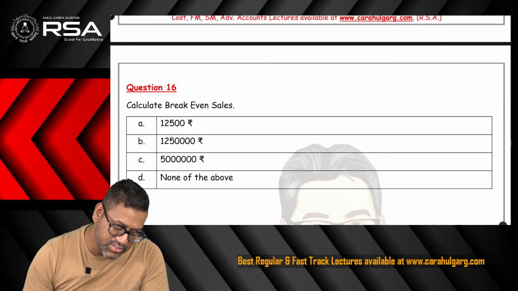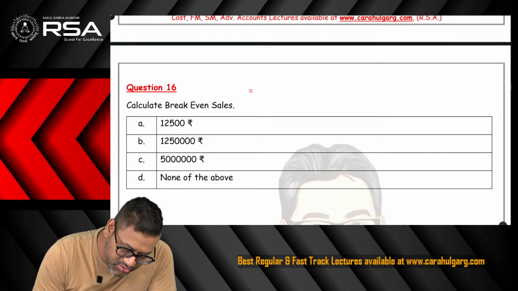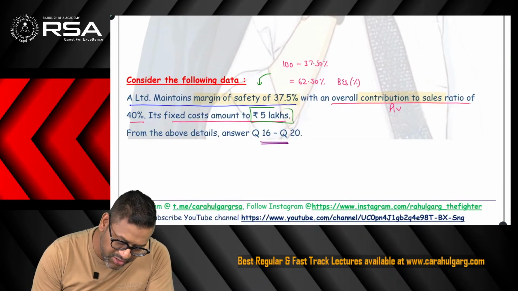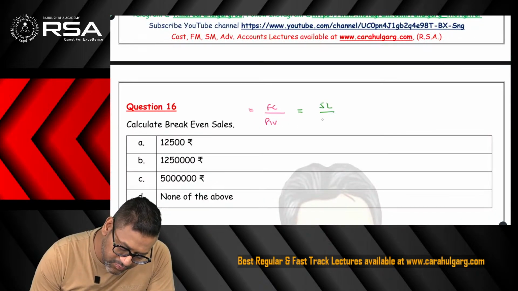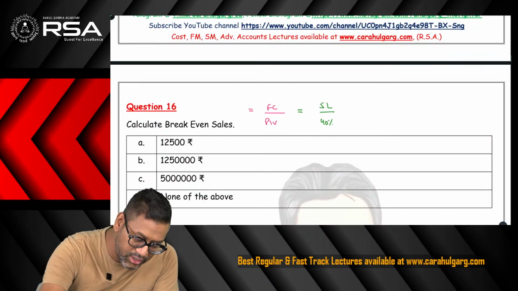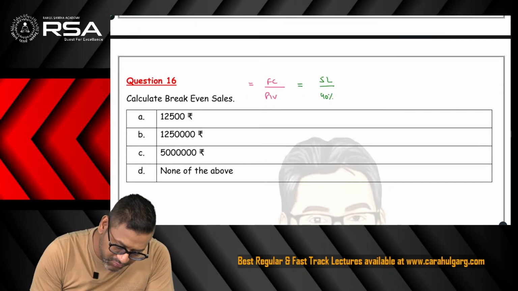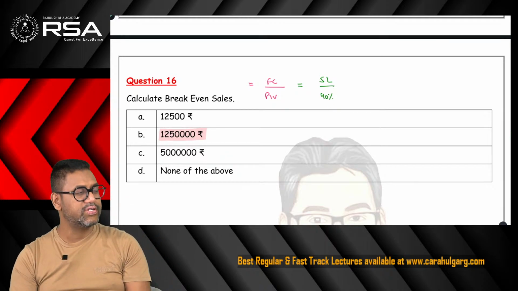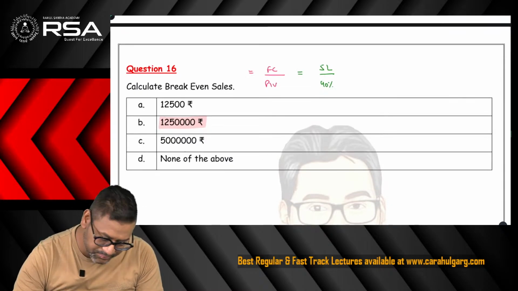Okay, so first says calculate the break-even sales. We know the formula for break-even sales is fixed cost divided by PV ratio. In this question we have the fixed cost as rupees 5 lakh and the PV ratio is 40%. So 5 lakh divided by 40% gives us 12.5, means 12 lakh 50,000 rupees. It is the correct answer. Fixed cost divided by PV ratio gives us the correct answer.